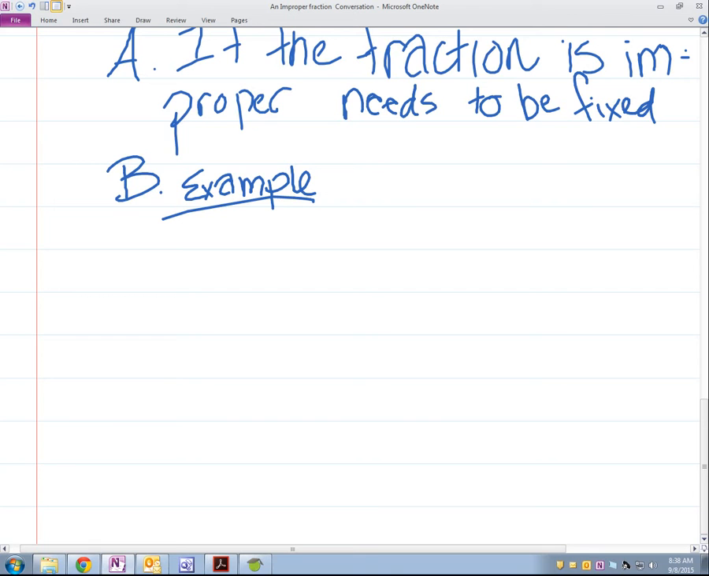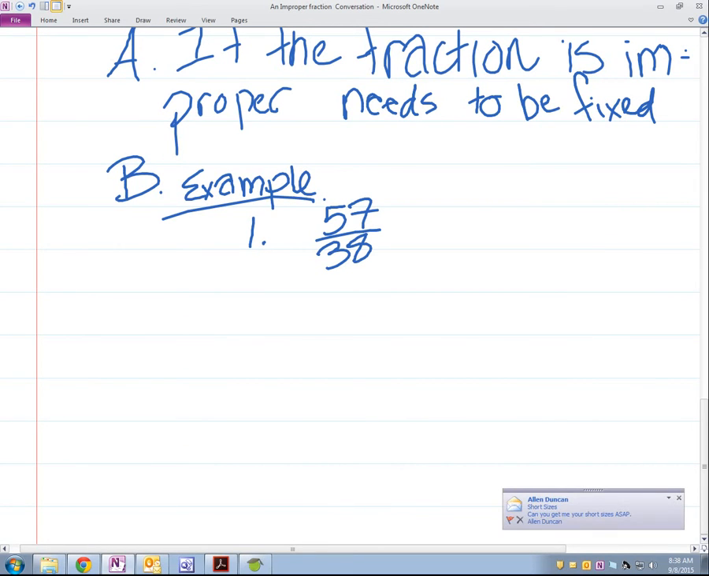Okay, B is the example on this one. 57 over 38. That one's not easy at all necessarily, but we'll do it first. 57 over 38. Now, how many? This is what you do.